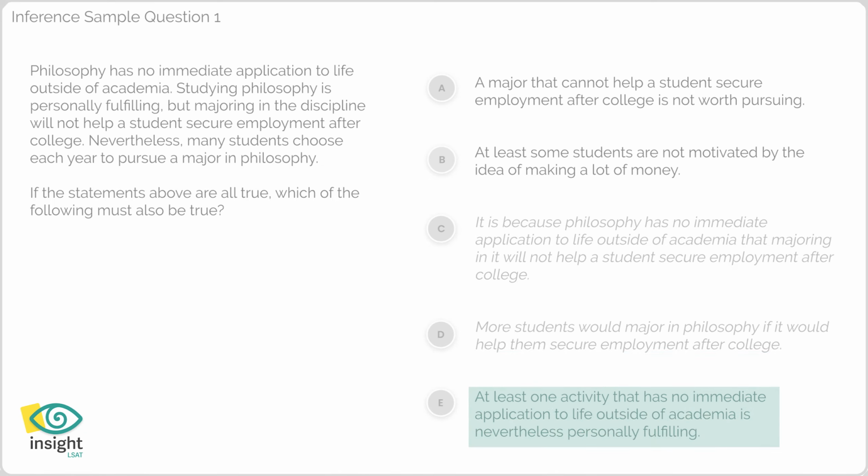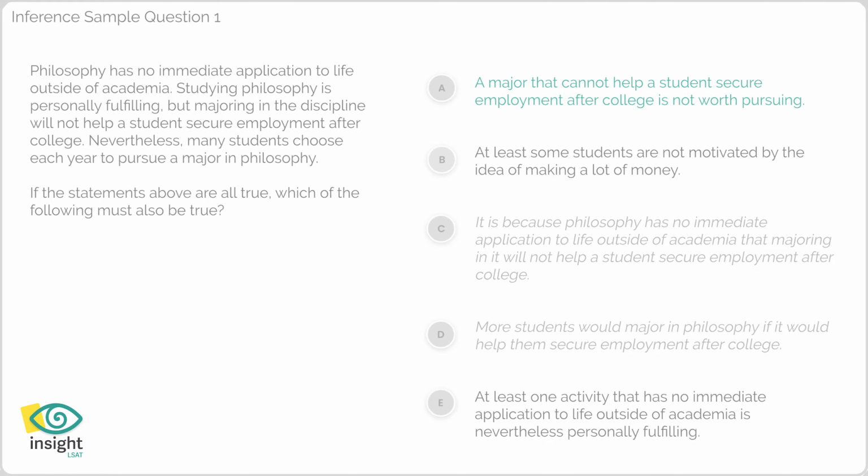And finally, E. At least one activity that has no immediate application to life outside of academia is nevertheless personally fulfilling. At least one activity. That would be studying philosophy, I guess. And yeah, it has no immediate application to life outside of academia. The passage says that. And yeah, it is personally fulfilling. That's all in the passage. This one looks very promising. Let's go back to the others that we passed on, though.